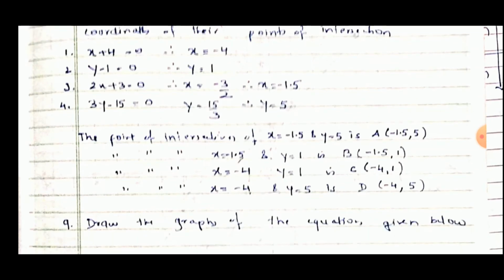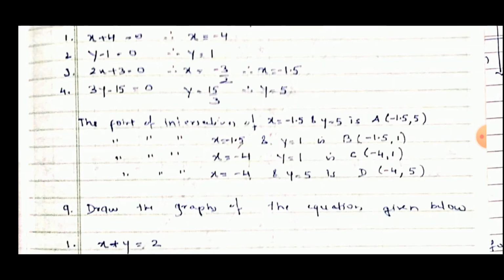The point of intersection of x is equal to minus 4 and y is equal to 1 is C, (-4, 1). The point of intersection of x is equal to minus 4 and y is equal to 5 is D, (-4, 5).